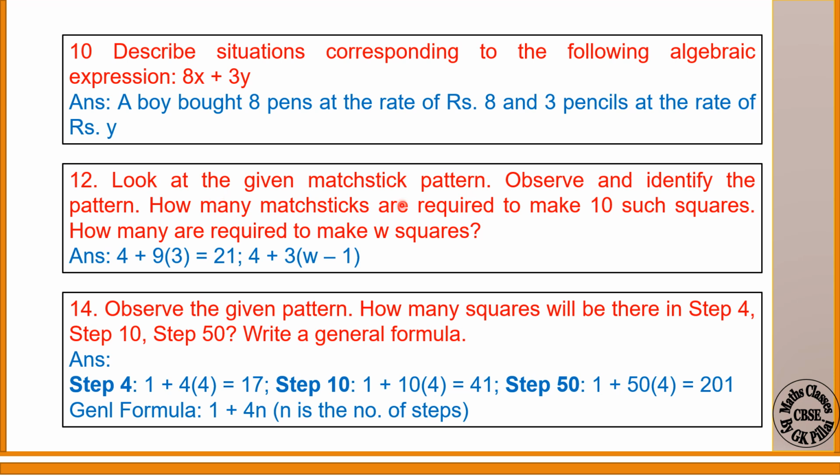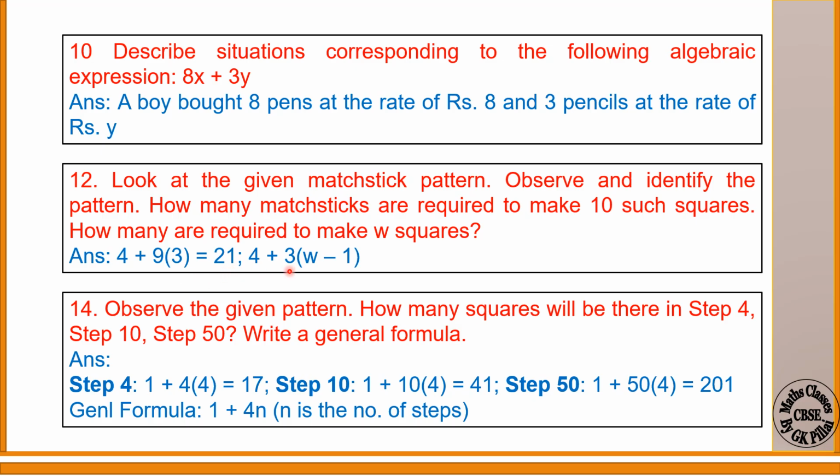Look at the given matchstick pattern. Observe and identify the pattern. How many matchsticks are required to make 10 such squares? How many are required to make W squares? The first answer is 4 plus 9 into 3. Here it is 10, so 10 minus 1 will be 9, 9 into 3. At each stage you have to add 3 more sticks. That is the reason. So the answer is 21.